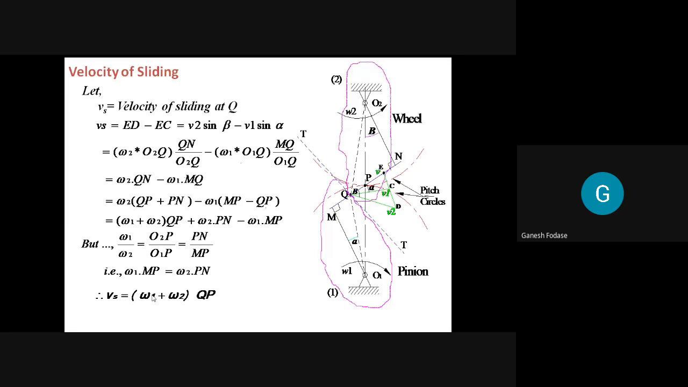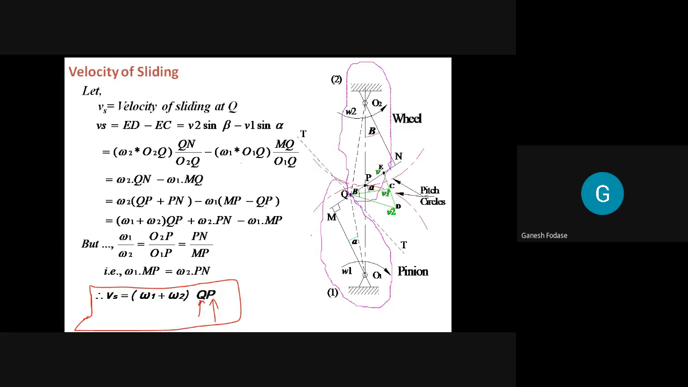So finally we get this expression, and you can see here that the velocity of sliding depends upon the sum of the angular velocities and the distance between these two points. What are these points? Basically, Qp: Q is the point of contact, and P is the pitch point. So the velocity of sliding depends upon the point of contact Q and the pitch point P. It is directly proportional to the distance Qp as well as the sum of the angular velocities.